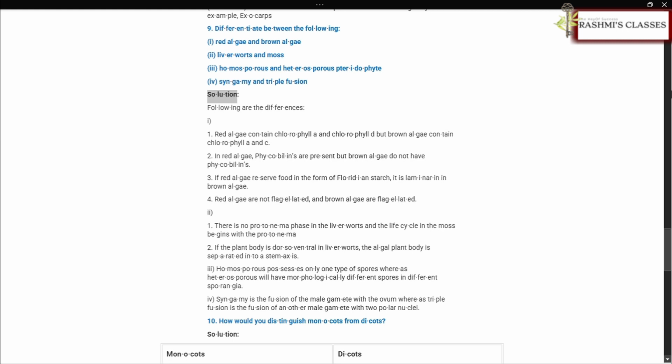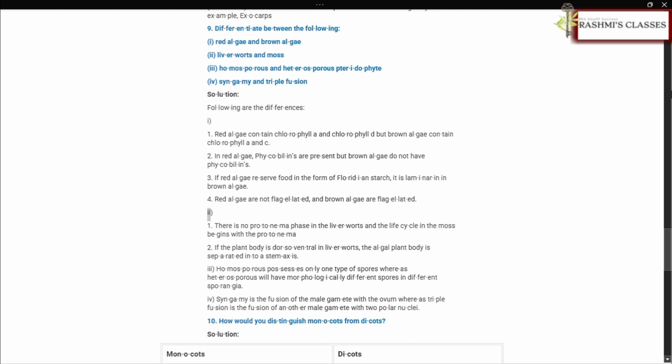Solution. Following are the differences. 1. Red algae contain chlorophyll a and chlorophyll d, but brown algae contain chlorophyll a and c. 2. In red algae, phycobilins are present but brown algae do not have phycobilins. 3. Red algae reserve food in the form of floridean starch, while it is laminarin in brown algae. 4. Red algae are not flagellated, and brown algae are flagellated.